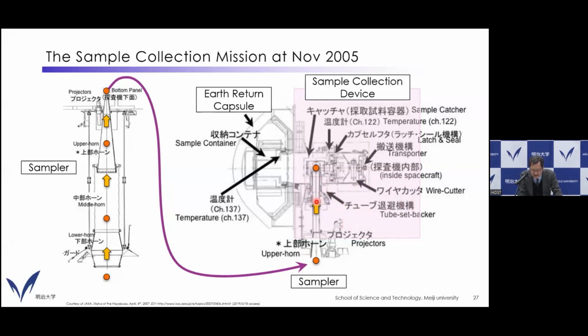This device connects to the capsule. Please look at this sample. Now, the sample stays in the device until the next operation. This device connects to the Earth return capsule here. Only the capsule could return to the Earth, and any other part of Hayabusa would never come back to the Earth. So we need to move this sample from here to here.